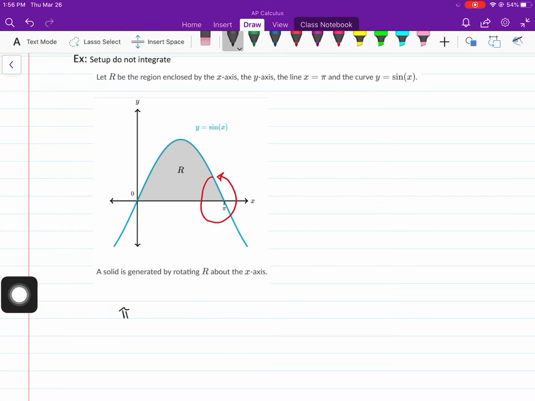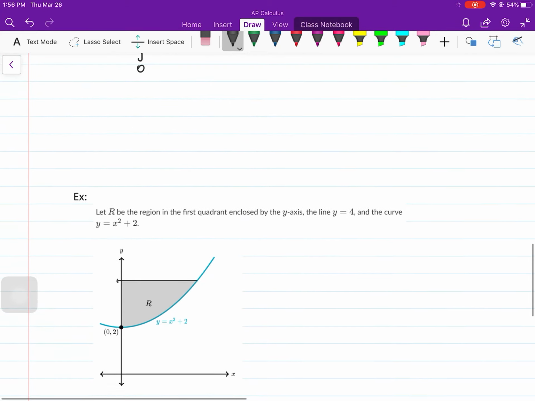And it's important to pay attention to the axis. This is going to be the x-axis. So this is going to be pi times our function squared. And it's going from 0 to pi because those are our upper and lower bounds for this function.